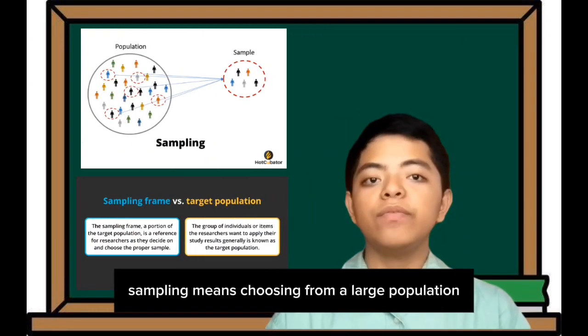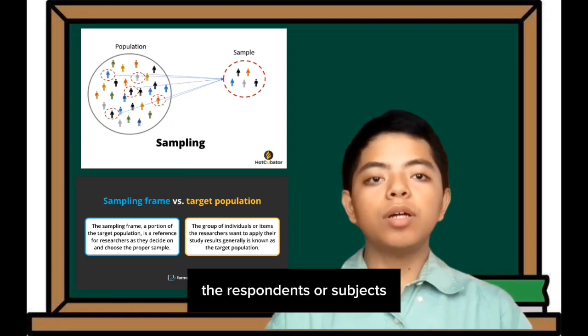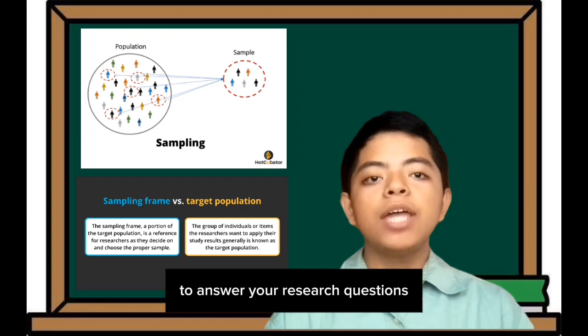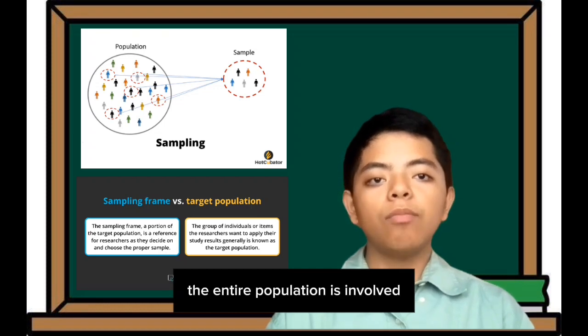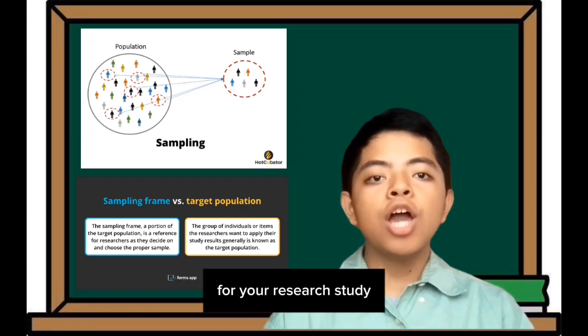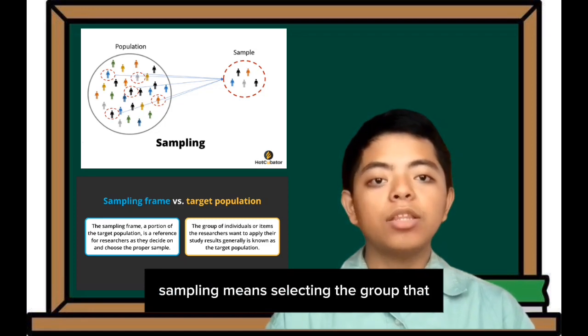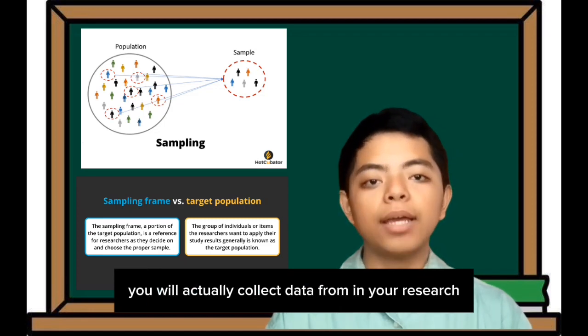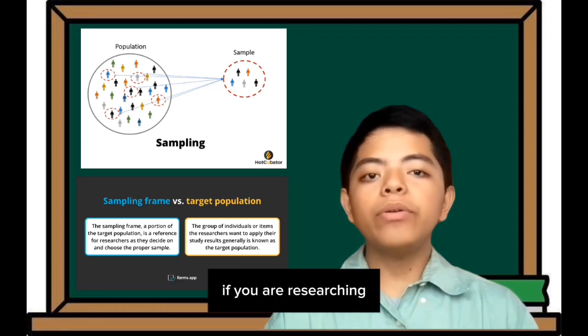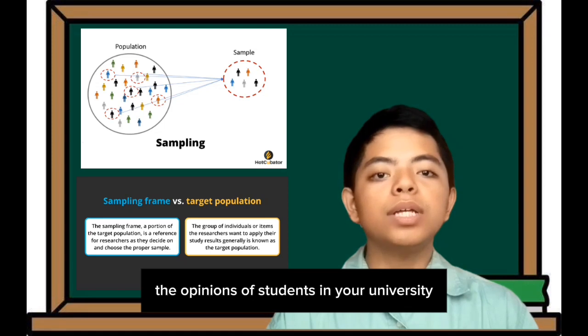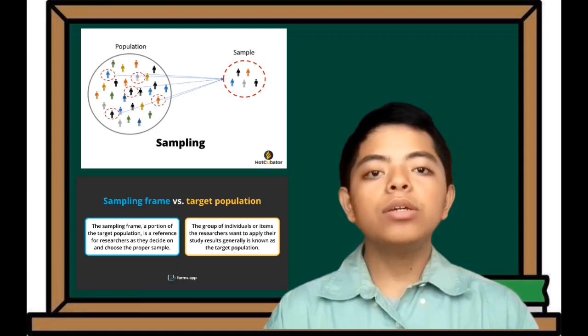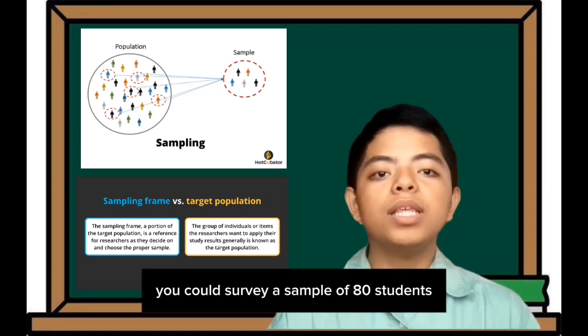Sampling means choosing from a large population the respondents or subjects to answer your research questions. The entire population is involved, but for your research study, you choose only a part of the whole. Sampling means selecting the group that you will actually collect data from in your research. For example, if you are researching the opinions of students in your university, you could survey a sample of 80 students.